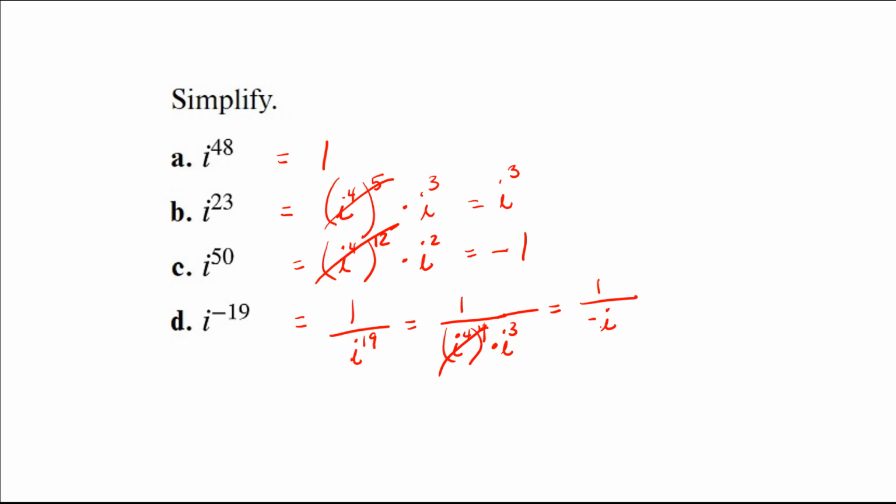And we can't leave it like that because you can't have a radical in the denominator, remember. So we're going to rationalize it. We'll have to multiply the top and the bottom by negative i. Remember, i is a radical, so it can't be in the denominator. And that'll give us negative i over negative i times negative i, which is i squared, and that is negative 1. And so we just end up with i.